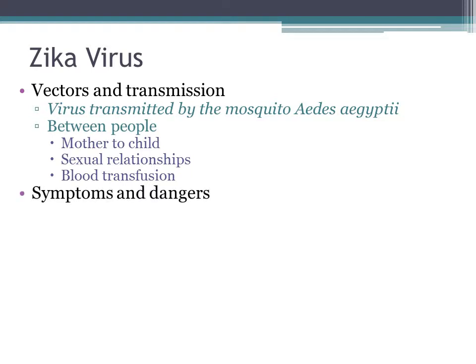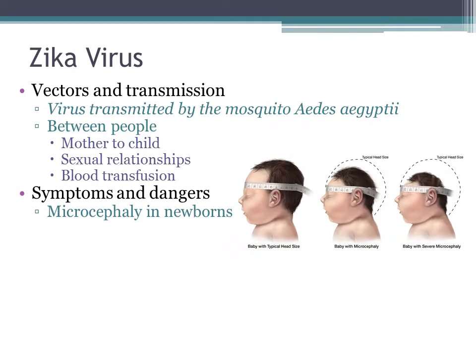Many people experience none or mild symptoms such as fever, rash, headaches, joint pain, conjunctivitis, and muscle pain. Two of the biggest risks of this disease are that it may lead to microcephaly in newborns, which is, as shown in the picture, when a baby is born with a reduced head size, and it is also associated with the Guillain-Barré syndrome, which is a sickness of the nervous system.